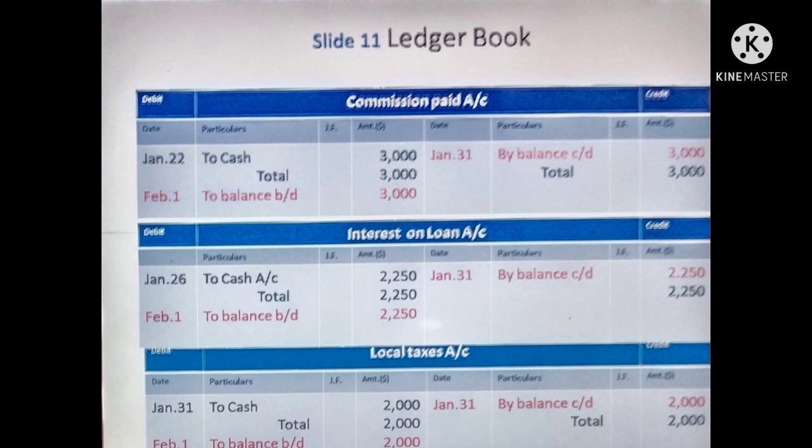Debit balance. Interest on loan account also, there is only one posting in debit side, January 26 to cash account $2,250. So the same is the balance, it is brought down to February 1 in debit side. Local tax account also, there is only one posting in debit side, January 31 to cash $2,000. It is brought down to the debit side on February 1, balance brought down $2,000.